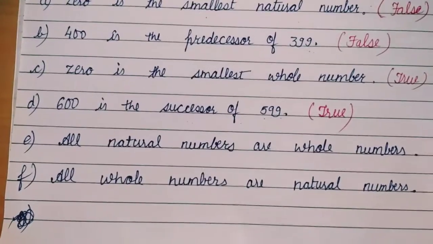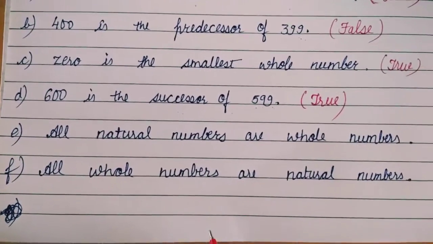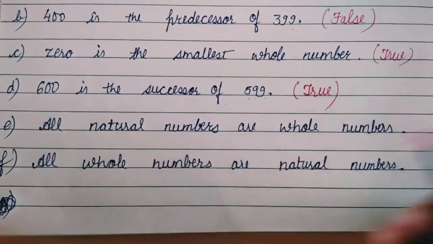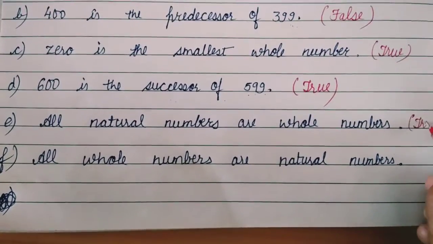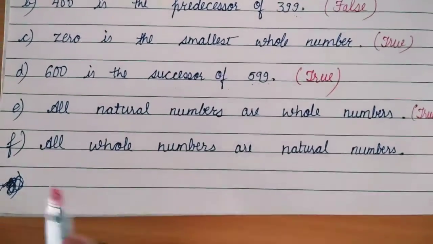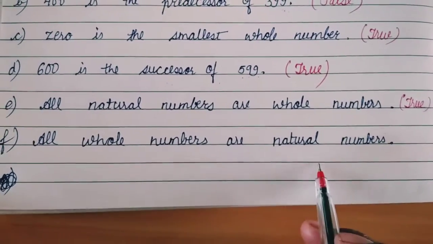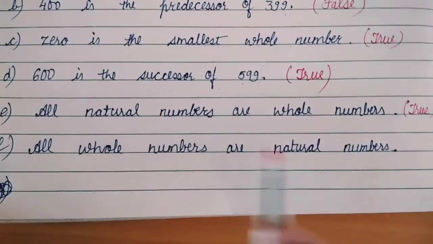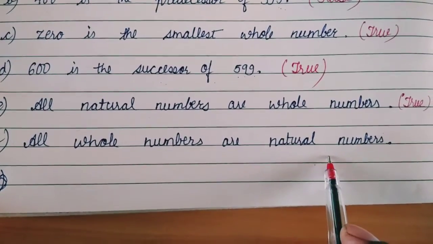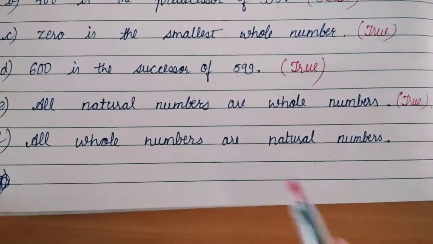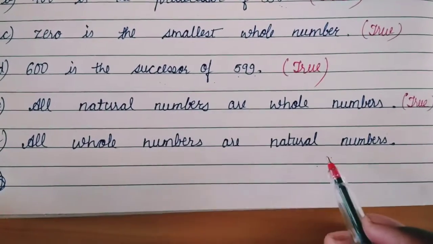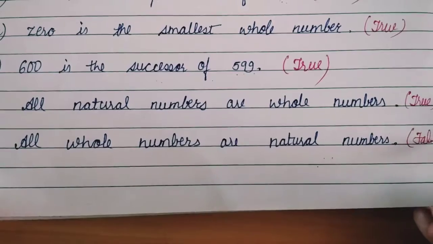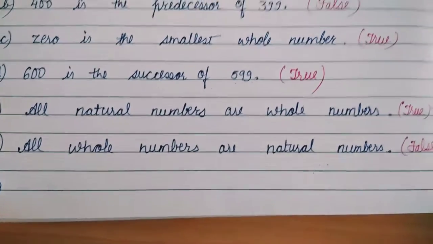It means its answer is true. Okay. Then all natural numbers are whole numbers. All natural numbers are coming in the whole number series. Yes, it means its answer is true. Then all whole numbers are natural numbers. Are all whole numbers coming in the natural numbers? All are coming except 0. 0 is not a natural number. It means its answer is false.